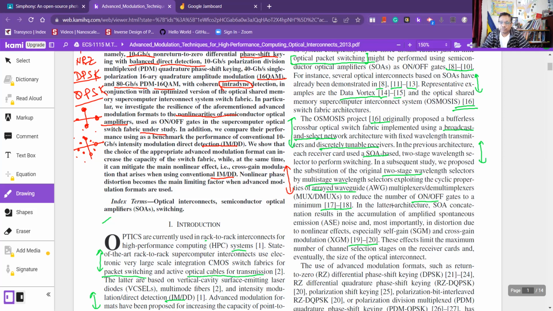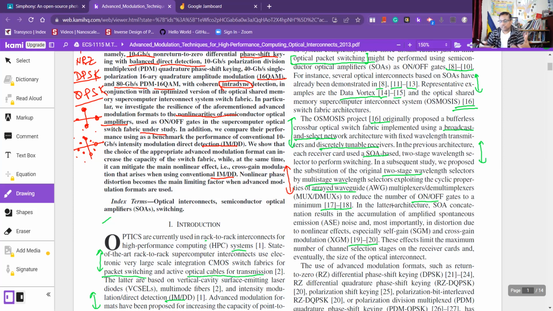And you can ask why this non-linear effect? Because if the signal strength, or say amplitude or power, is increasing, then the amplifier's characteristic is no more linear. It starts behaving non-linearly, and this non-linearity leads to the transfer of power from one signal to another signal, or new signals are generated.